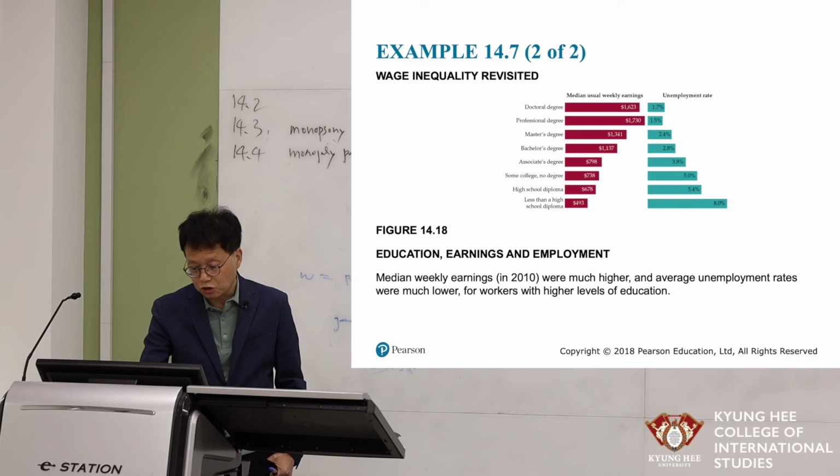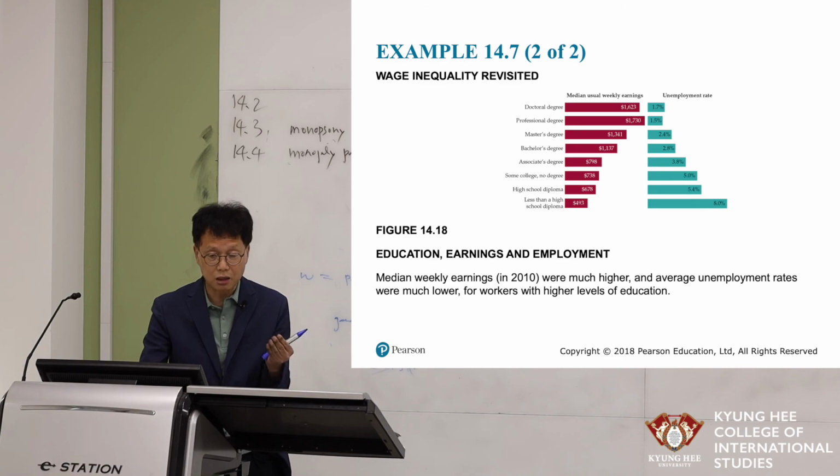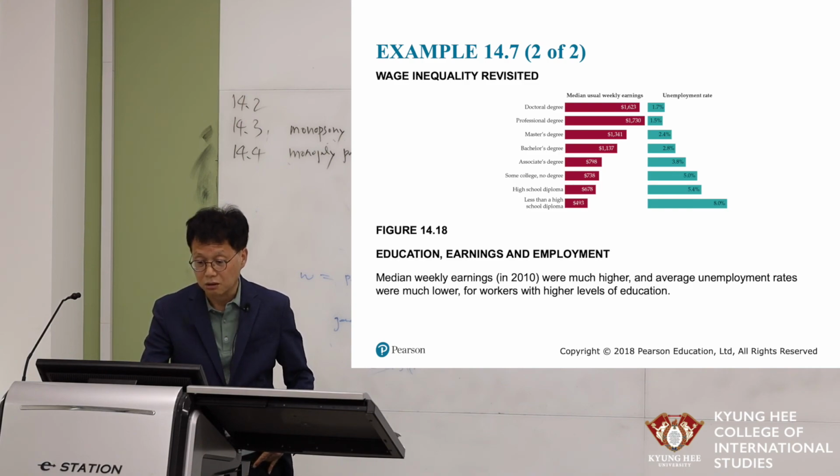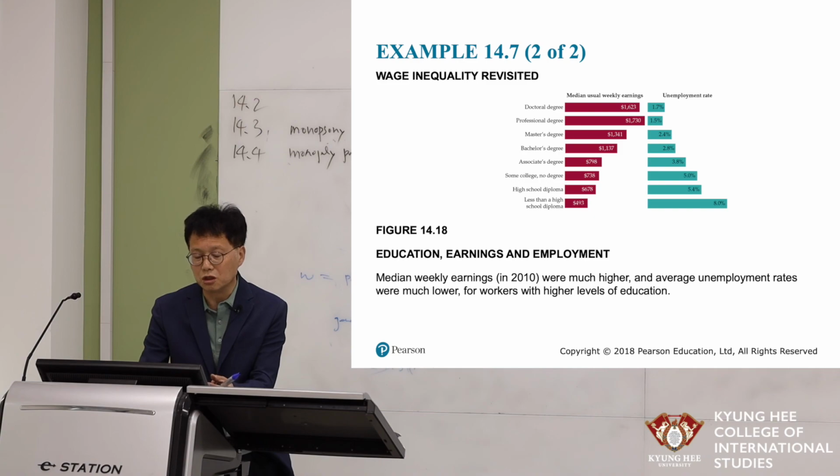So education, earnings, and employment in figure 14-18. Median weekly earnings were much higher and average unemployment rates were much lower for workers with higher levels of education. This is under the assumption that college education should be done seriously, differently from Korea. Okay? That is a figure Western students learn at the freshman's orientation. Okay, I'd like to stop here.